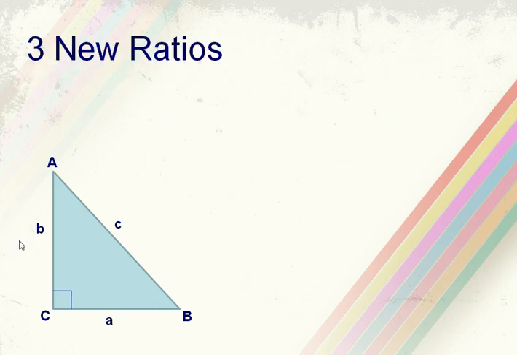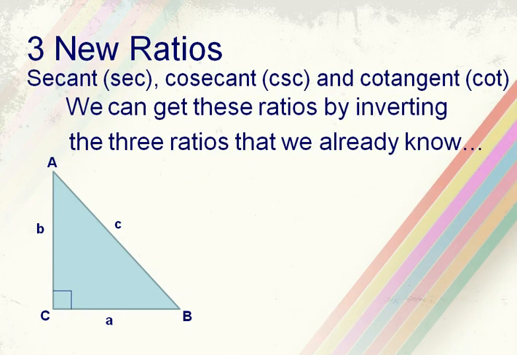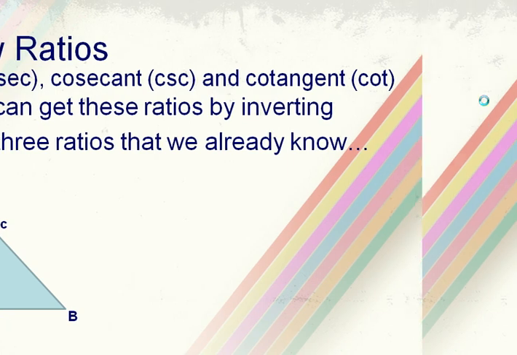So today we are going to be learning the three new ratios in the trigonometric triangle, and those are very simply the reciprocals of the ratios we already know. This gives us the secant, cosecant, and cotangent of our angle.